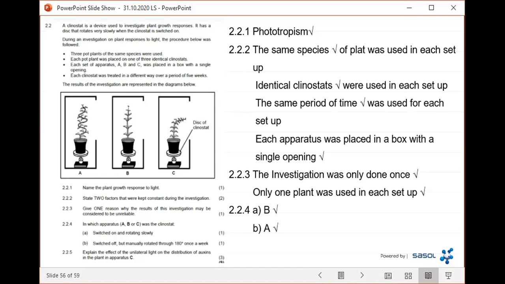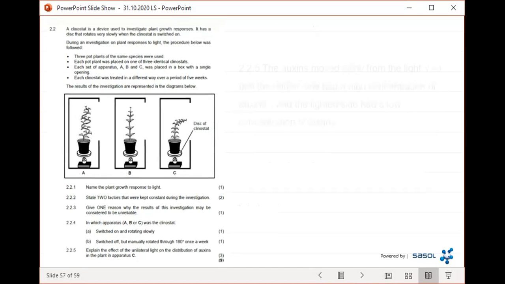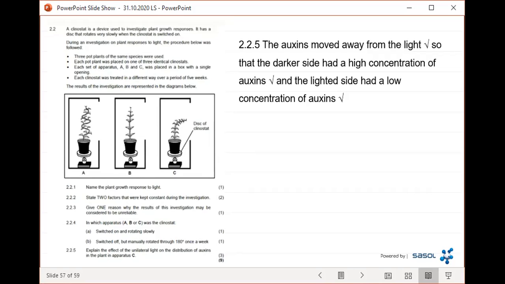Okay, so the auxins moved away from the light so that the darker side had high concentration of auxins and the light side had a low concentration of auxins, which caused the plants to basically just bend toward the light.